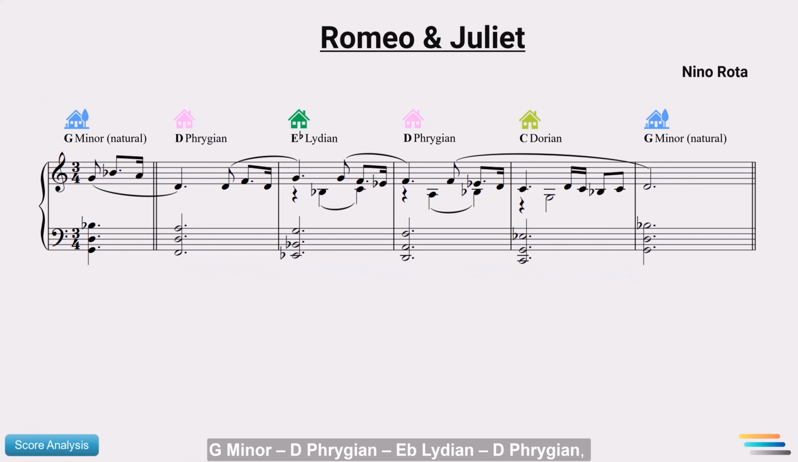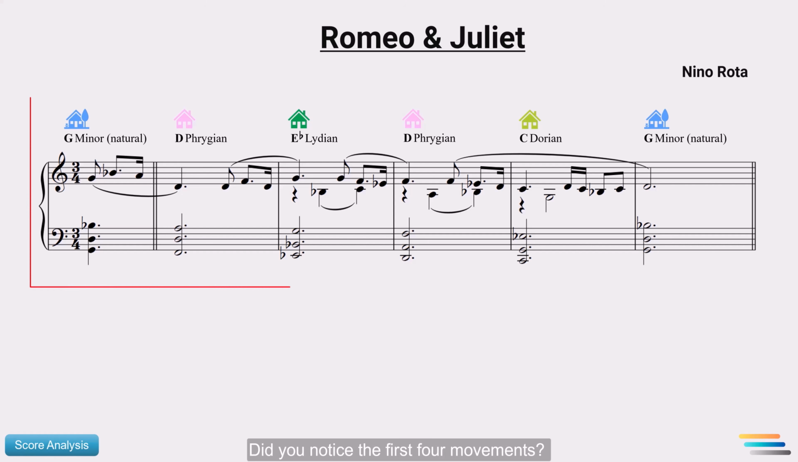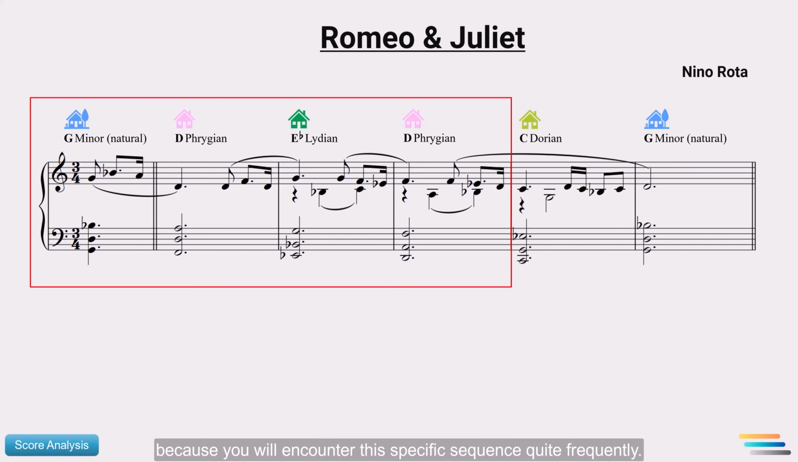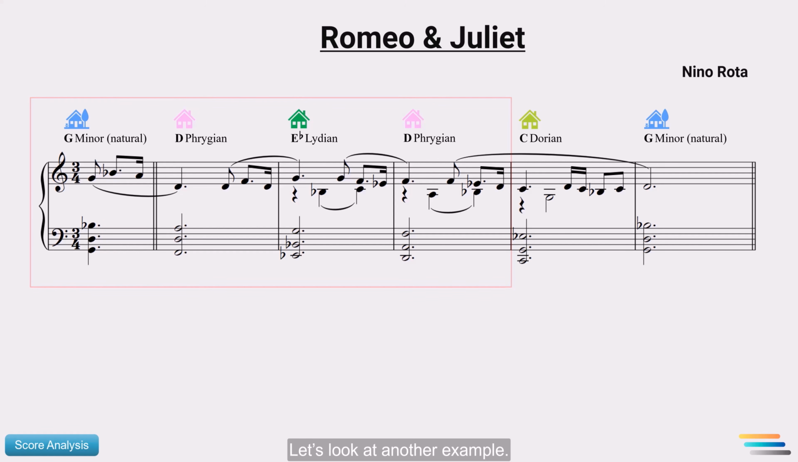G minor, D Phrygian, E flat Lydian, D Phrygian, moving to C Dorian, returning from there back to G minor. Did you notice the first four movements? Keep them in mind because you will encounter this specific sequence quite frequently. Let's look at another example.